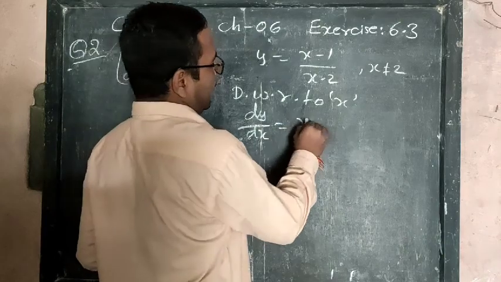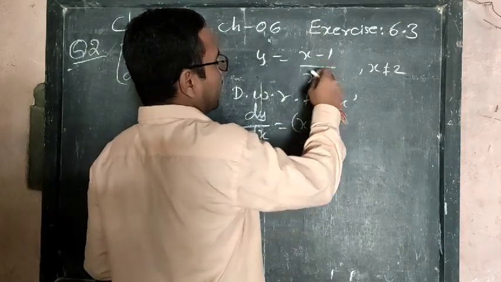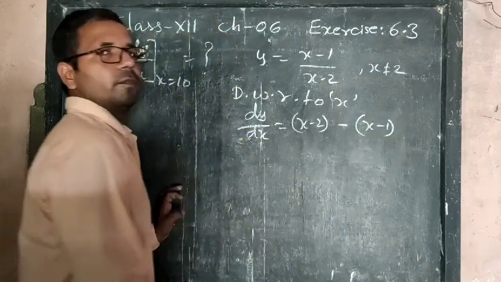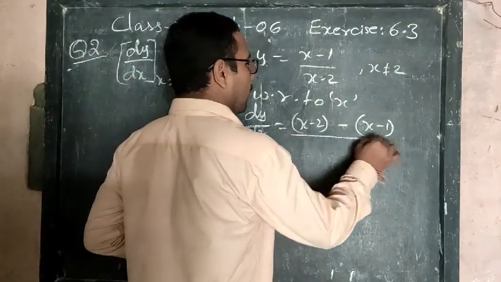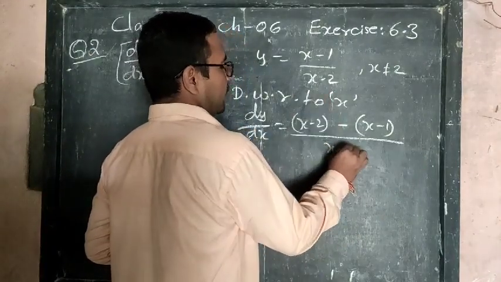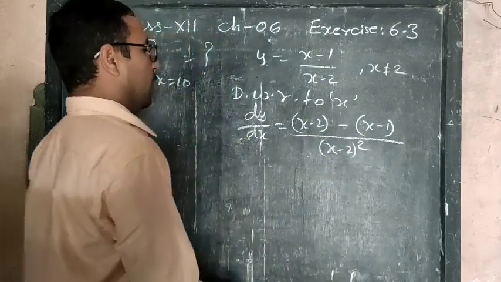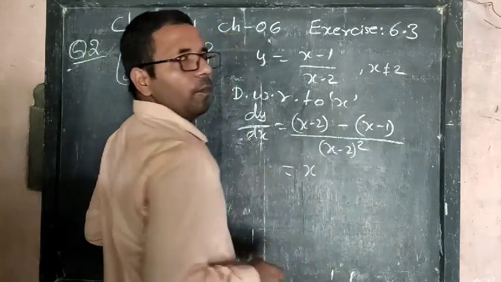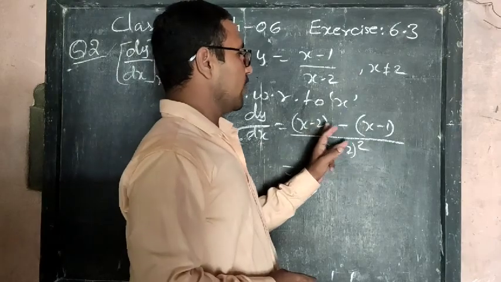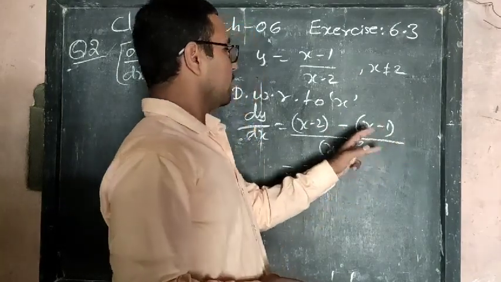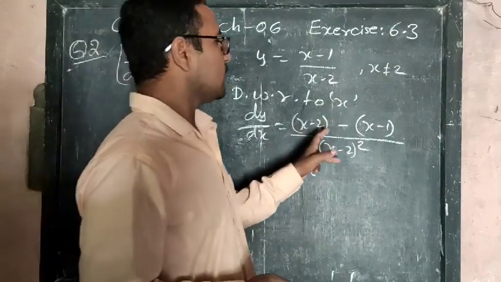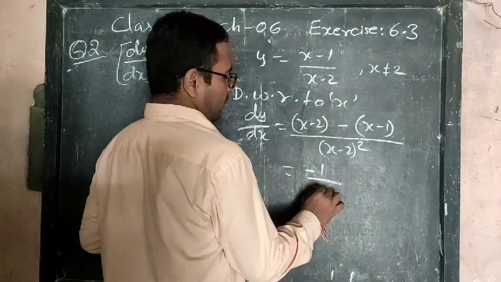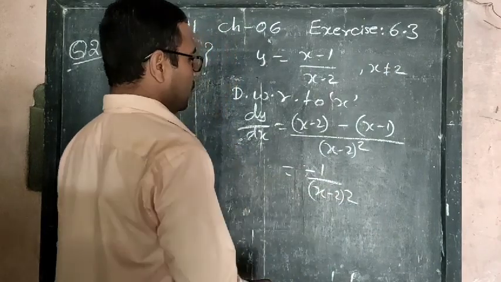So dy by dx: denominator first, x minus 2, into differentiation of numerator, that is 1, minus numerator x minus 1 into differentiation of denominator, that is 1, upon square of the denominator, that means (x minus 2) whole square. Now just open the bracket. You will get x minus 2 minus x plus 1. So minus x plus x can be cancelled, and minus 2 plus 1 gives minus 1. So minus 1 by (x minus 2) whole square.